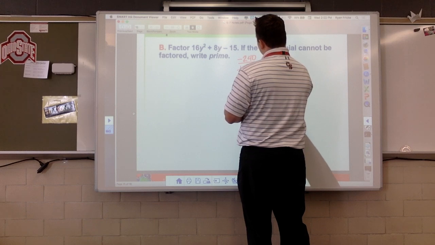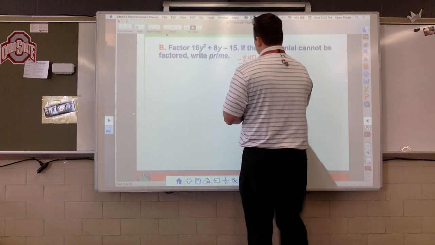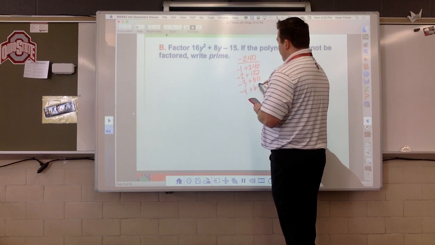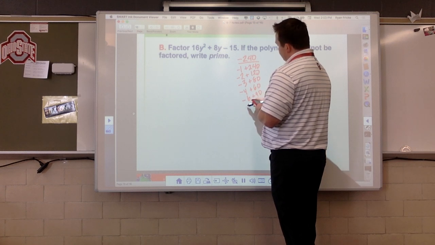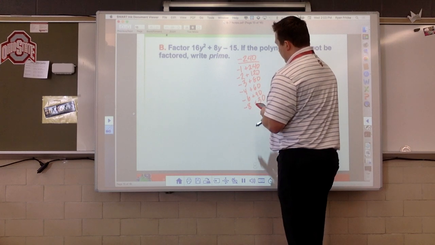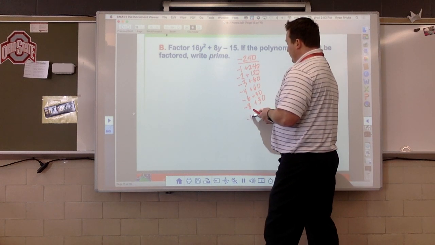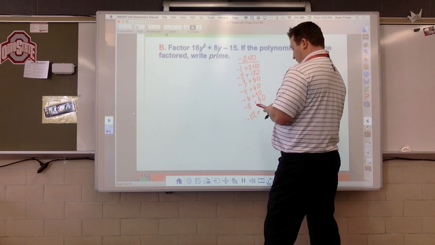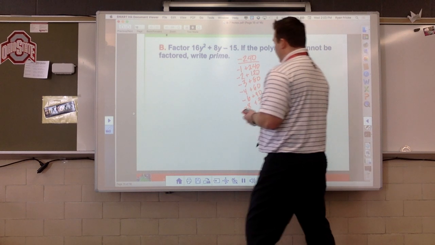Okay, so negative 2 and 120, negative 3 and 80. Again, none of these are adding up to 8, right? We need numbers that are probably closer together. Negative 4 and 60, 5, no, 6 and 40, 8 and 30. There's a lot of factors going on here, isn't there? 9, no, 10, no, 12 and, well, I'm drawing a blank right now. Holy cow, 240 divided by 12, 20. There, aha! There we go.